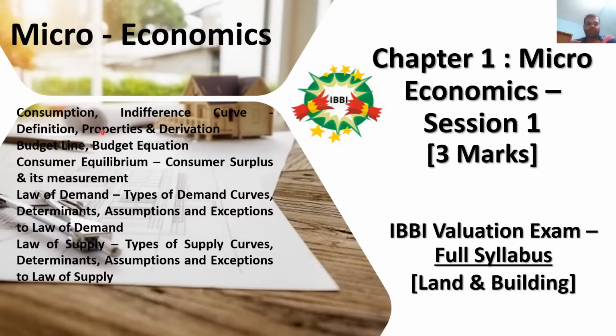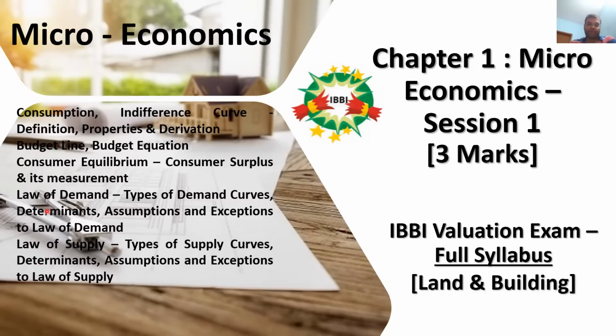So in today's session, we are going to cover consumption, indifference curve, its definition, properties and derivation. We will also discuss the budget line. We will also see the budget equation, its derivation, then consumer equilibrium and calculation of consumer surplus and its measurement with the help of diagram and table. Then towards the middle of the session we will discuss the law of demand: the different types of demand curves, their determinants, the assumptions, and the exceptions to the law of demand. And towards the end of the session we will discuss the law of supply.